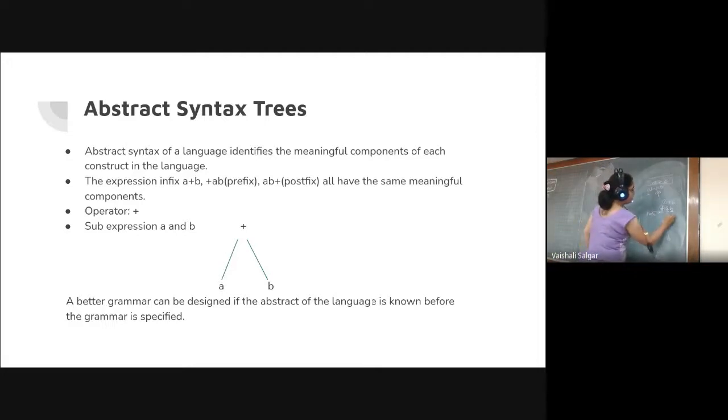Same way you can check it out for postorder. First it will read from left to right. So you will have A, B, which are the sub expressions. Those numbers will be considered as a node. So A, B, and then you will have an operator, so it will be put over here. Now if you look at the abstract syntax tree for all the expressions, it will be the same. So you can use the abstract syntax tree, which identifies the components of the language as sub expressions and the operators.